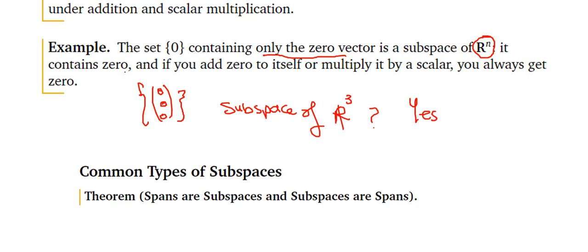It contains the 0, and if you added 0 to itself or multiply 0 by a scalar, it will give you the same vector which is included in the set. Therefore, the three conditions are applied. It's something trivial, but it's a theoretical part.